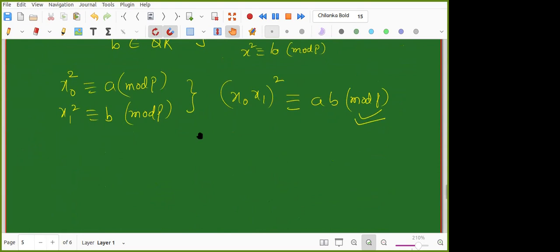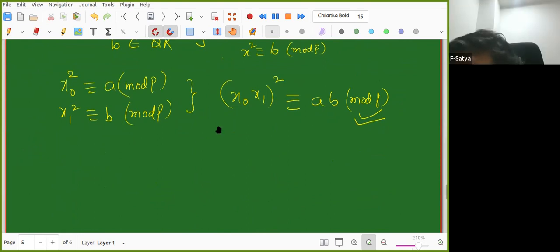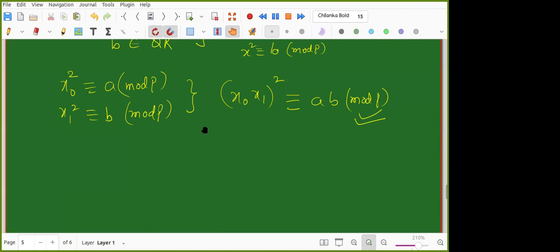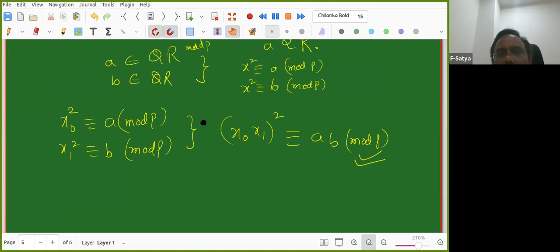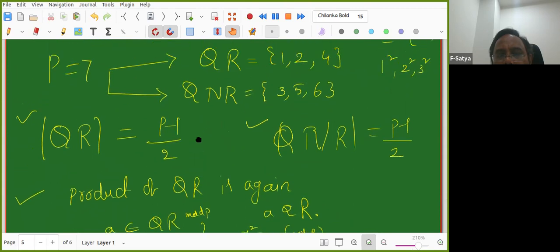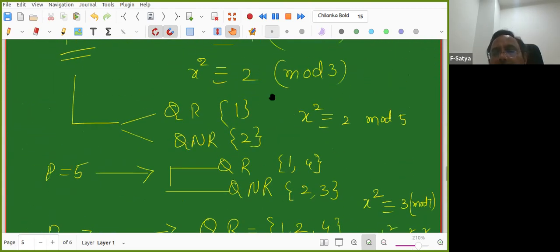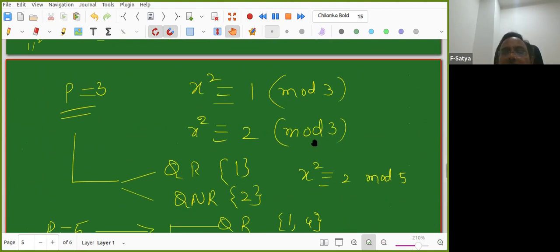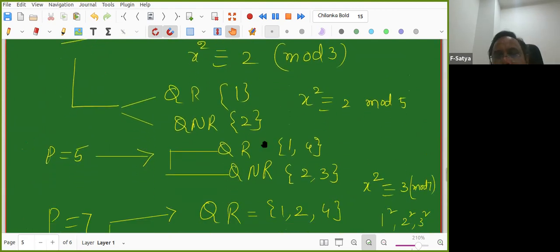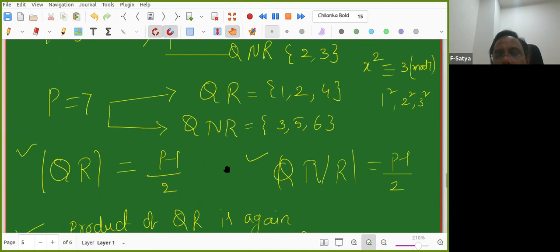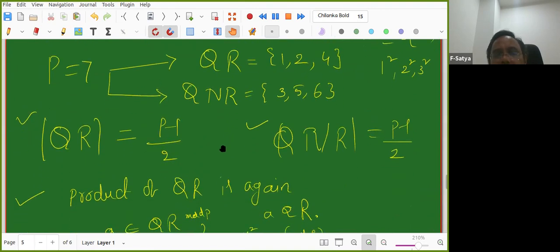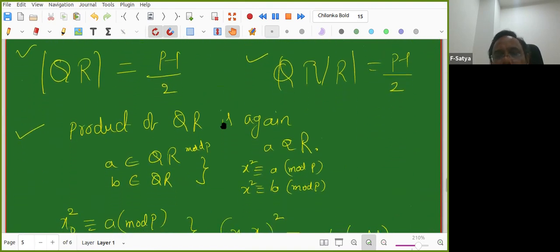Powers of 2. Sorry, powers of P? I'm not clear. What do powers of P mean? Powers of 2. No. Actually, I do not understand powers of 2. An element A is a quadratic residue means x square equal to A mod P has a solution. That much. Anyhow, you want to say something, but I'm unable to grasp that.